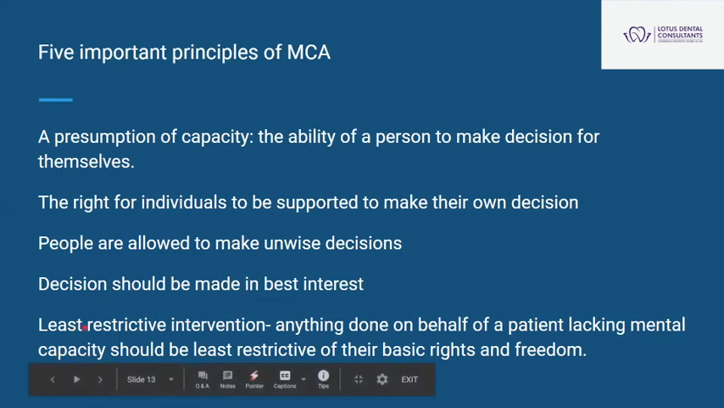Least restrictive intervention. Anything done on behalf of a patient lacking mental capacity should be least restrictive of their basic rights and freedom. So, as we discussed, only do the emergency treatment. Do not extend to the non essential part without their consent.